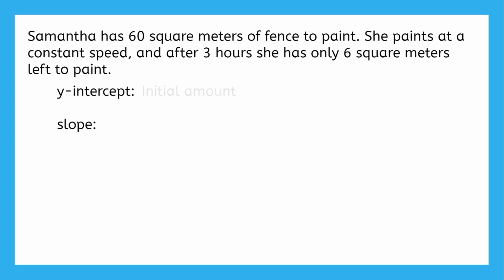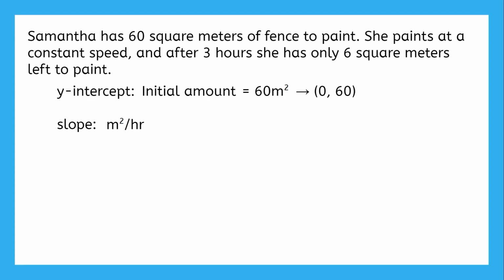The y-intercept is always the initial or starting value. The problem tells us that Samantha started with 60 square meters to paint, so the y-intercept will be 0 hours, 60 square meters. Now, for the slope, we'll need to find the rate at which she's painting in square meters per hour.